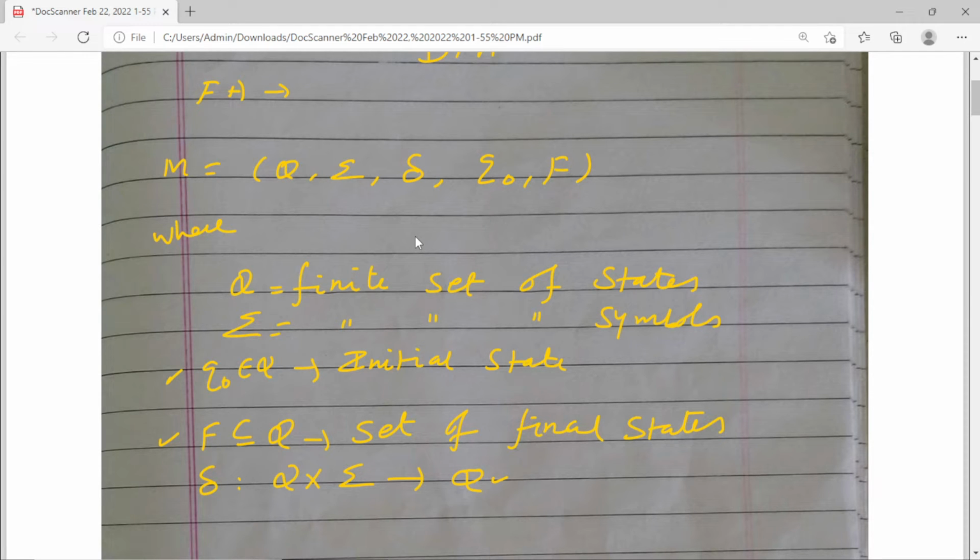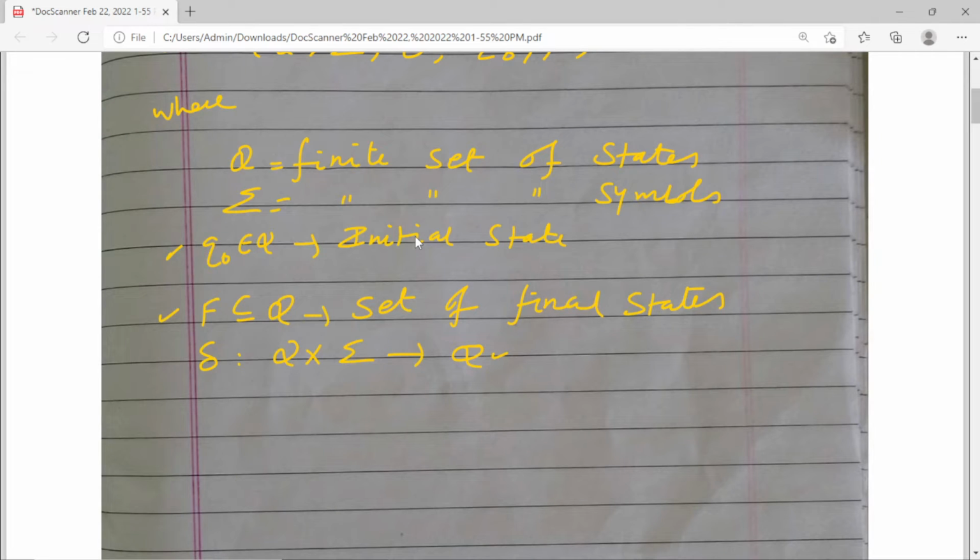As I told you already, in a transition diagram, you can identify the initial state by an arrow labeled start. An arrow labeled start indicates the initial state. Also a state encircled by a double circle like this indicates a final state.